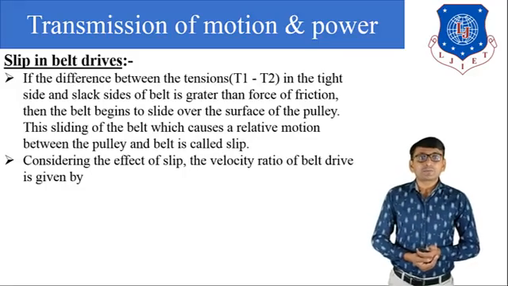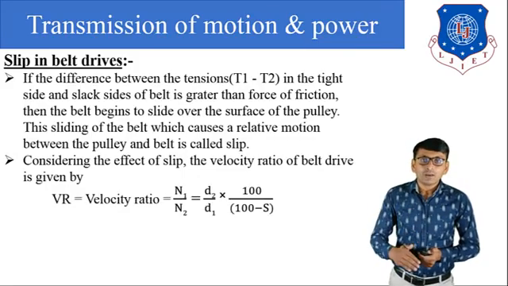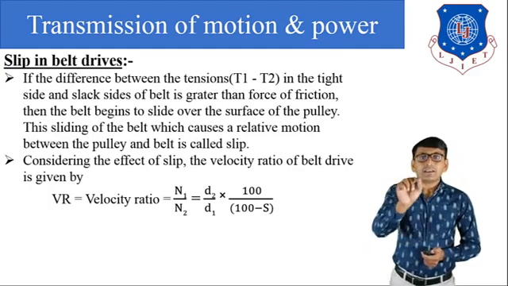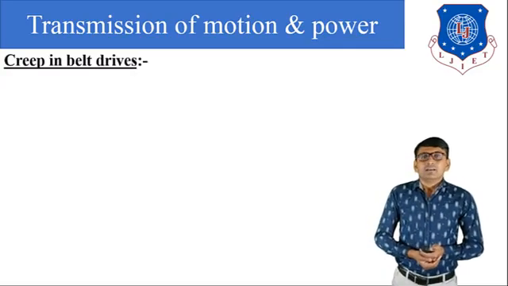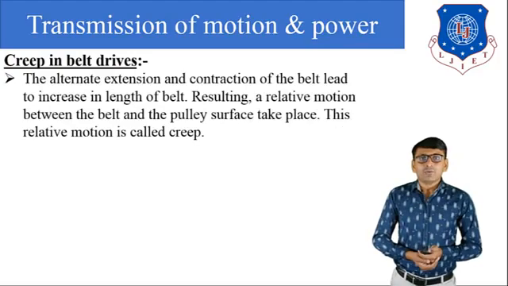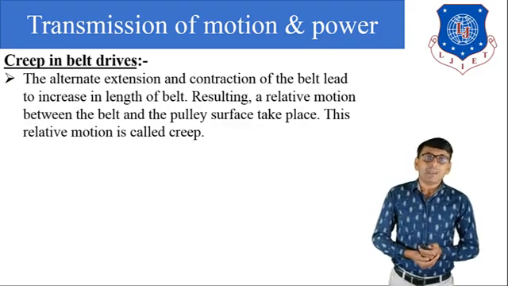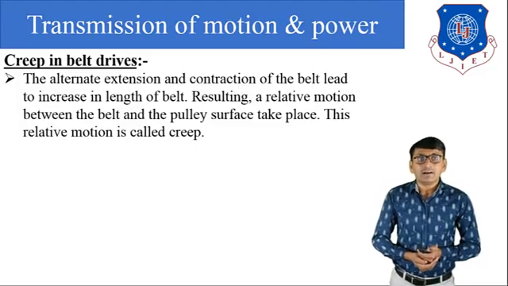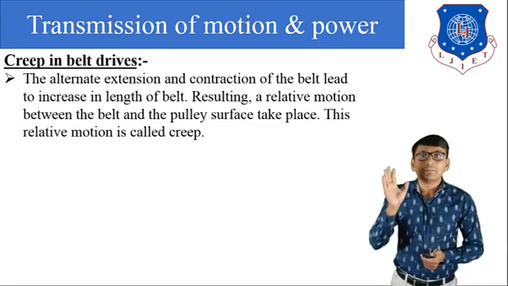Now consider the effect of slip. The velocity ratio of belt drive, N1 by N2, is equal to D2 by D1 into 100 divided by 100 minus S, where S means slip. Now creep in the belt drive. The alternate extension and contraction of the belt leads to an increase in length of the belt, resulting in relative motion between the belt and pulley surface. This relative motion is called creep.